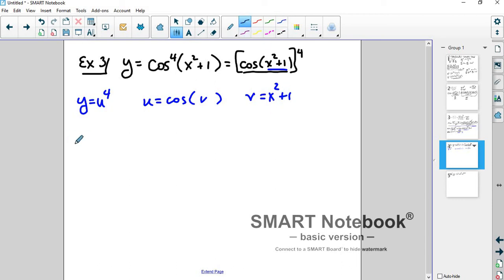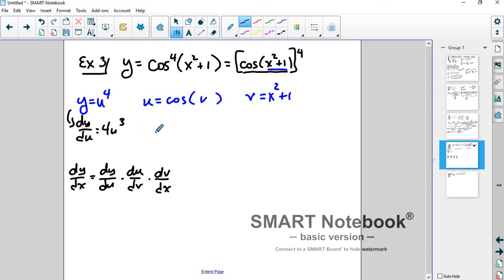So now if you want dy dx, what do you have to do? I need dy du, I need du dv, and I need dv dx. So let's see what we get. The derivative of y with respect to u is 4u cubed.